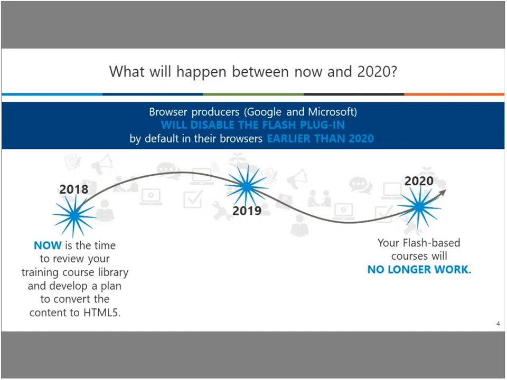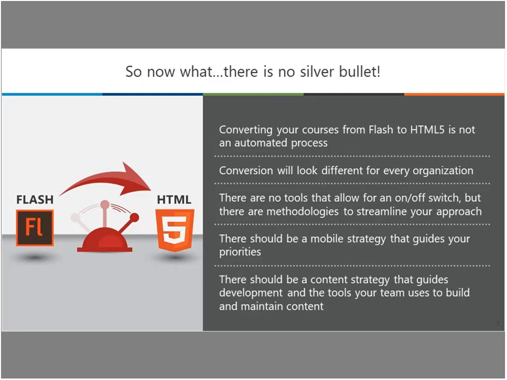So working back from there, we're looking at 2018. Now is the time to begin looking at your course inventory. Now is the time to be thinking about perhaps a mobile strategy. And also now is the time to be thinking about your content and perhaps moving towards a more digital friendly solution.